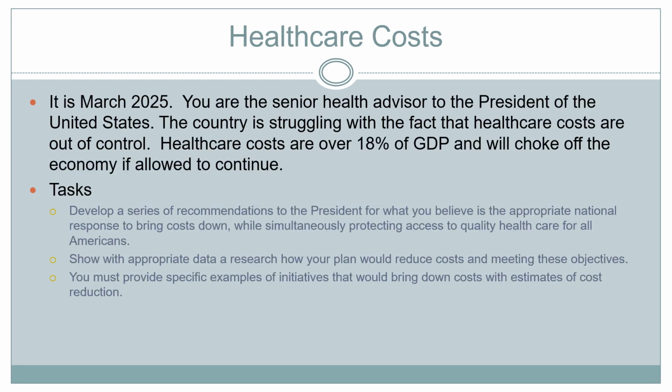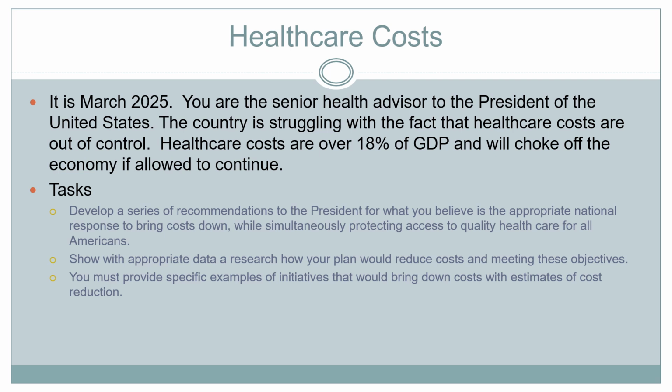So on the healthcare costs project, here is the scenario for you. It is March of 2025. You are the senior health advisor to the President of the United States. The country is struggling with healthcare costs that are out of control. Healthcare costs are over 18% of our gross domestic product and will choke off the economy completely if those growth rates are allowed to continue.